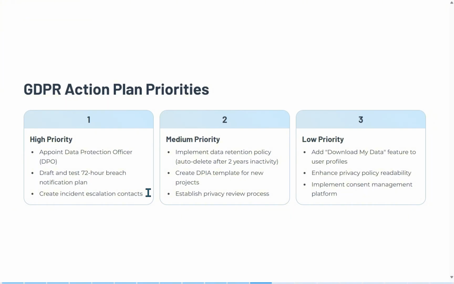While establish privacy review policy process. The low priority here, we have add a download my data feature to the user profile. They can access, that means they have the right to access their data. Enhance privacy policy readability. Implement consent management, which I showed you just now.